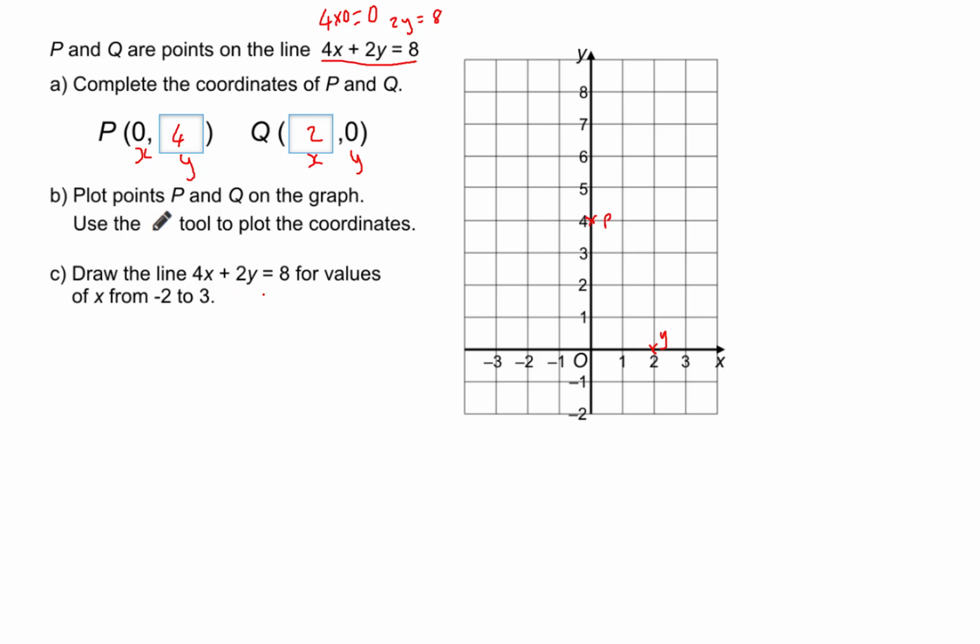Now draw the line for values of x from minus 2 to 3. Well, just use your substitution skills. You can rearrange this to a form that you like, so it's familiar to you. So I'm going to minus 4x from both sides, because lines are normally in the form of y equals mx plus c. So we're going to get 2y equals 8 minus 4x. Divide by 2. So you're dividing everything by 2 on both sides. So you're going to get y equals 4 minus 2x.